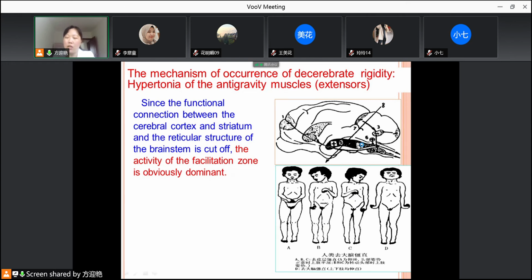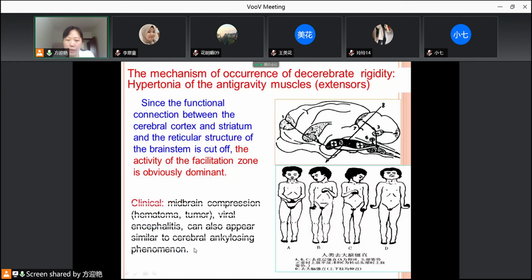So according to this, we know that decerebrate rigidity is the function of the reticular structures of the brainstem. Basically, that also shows that the facilitation zone is obviously dominant. So the dominant facilitation zone also shows the enhanced stretch reflex.